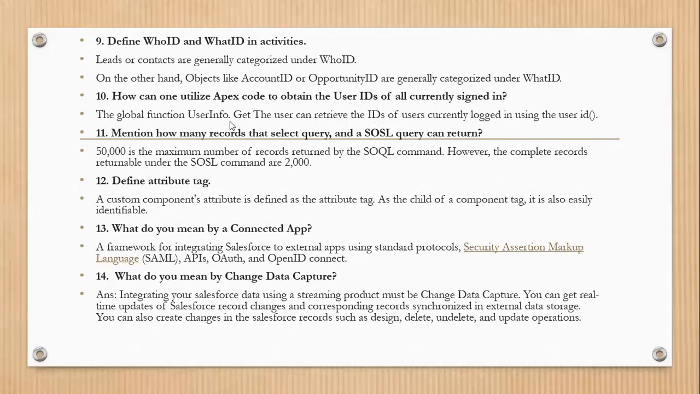using the user ID. Next question, mention how many records a select query and a SOQL query can return. 50,000 is the maximum number of records returned by the SOQL commands. However, the complete records returnable under the SOSL command are 2000. Next question, define the attribute tags.